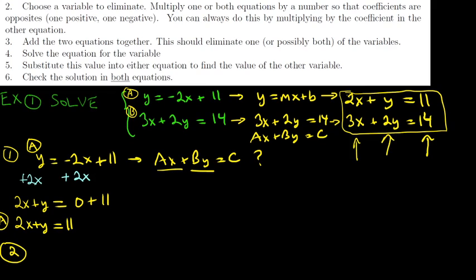So if we want to eliminate x, we have coefficients of 2 and 3. If we multiply 2 times 3, we get 6. So we want to change both of these coefficients to 6x, and then have one of them be negative. One will be positive 6x, the other negative 6x, and when we add those, we get 0, and that eliminates the x. Got it? So let's do that.